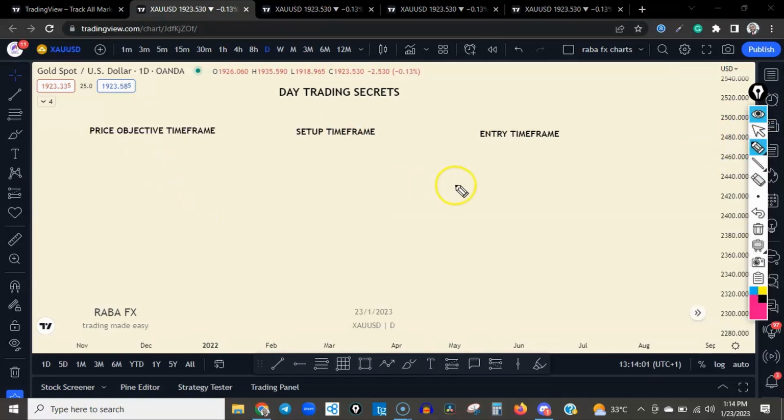The first one is called the price objective time frame, and in this time frame we are looking at the daily and the H4. This is your price objective time frame, because in every time frame there's always an objective. Price moves to get a particular objective. The objective could be to clear old highs, okay, or to fill up imbalance. Okay, either to take liquidity in the form of old highs and lows, or to rebalance. That is the price objective.